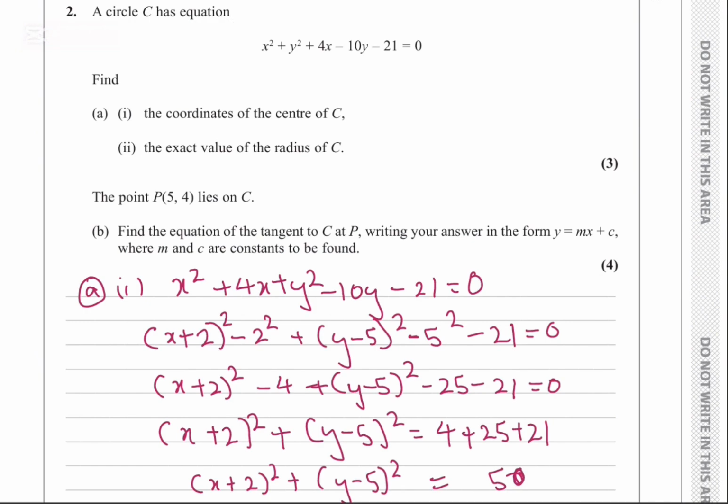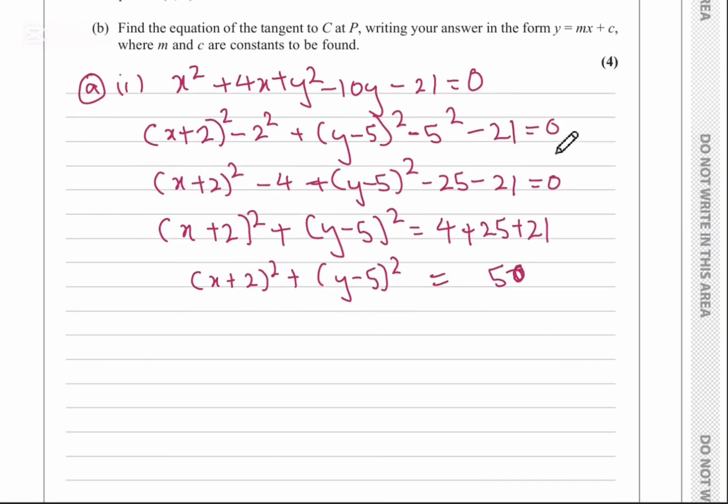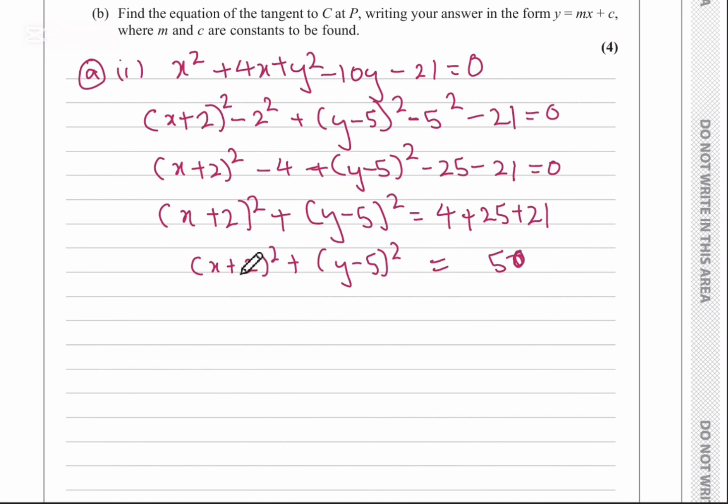Right, for us to figure out the coordinates of the center in part 1, it would simply be the opposite sign of this, so it would be minus 2, and the opposite of this, which is plus 5. So for part 1, our center would be negative 2 and positive 5.